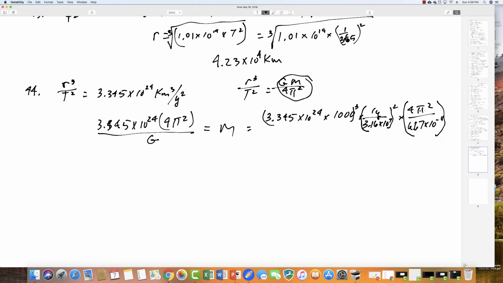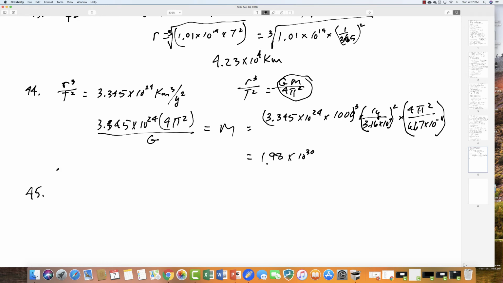Now the thing that makes this problem a little bit complicated is the fact that you have to put this in to change the units around. But once you realize that, it's not really that hard to figure out. And you get 1.98 times 10 to the 30. And if you remember from our previous problems, that's pretty close to what we know to be the right answer.